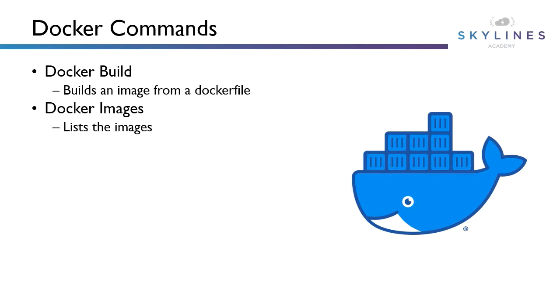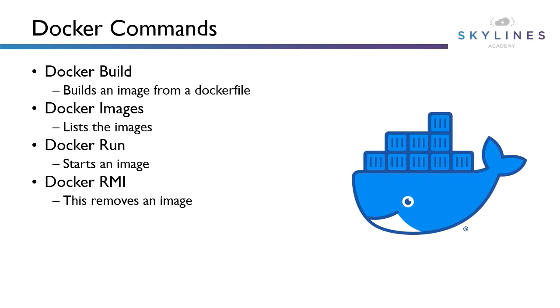Docker images, this lists all the images that Docker is aware of. Docker run, this would take one of those images that we found and actually start the container so we can utilize that application. And finally, docker rmi. If we need to remove an image, we can do this, and that essentially goes through and deletes that container image.